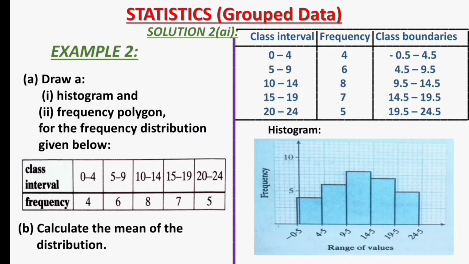In the histogram, we are plotting a graph with the frequency on the vertical axis and the class boundaries on the horizontal axis. We are plotting rectangles or bars with no gaps. So for the first class boundaries of -0.5 to 4.5, we plot that rectangle against the frequency of 4. For the second class boundaries of 4.5 to 9.5, we plot that class boundary against the frequency of 6, and so on.